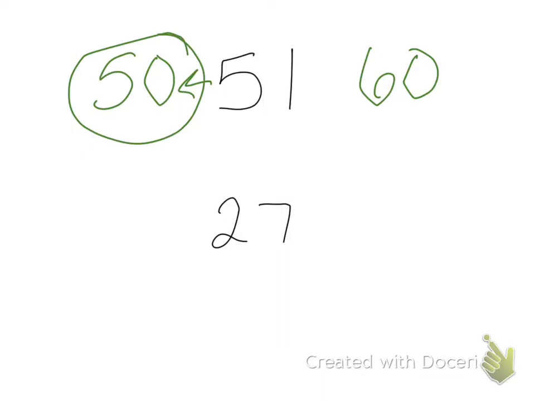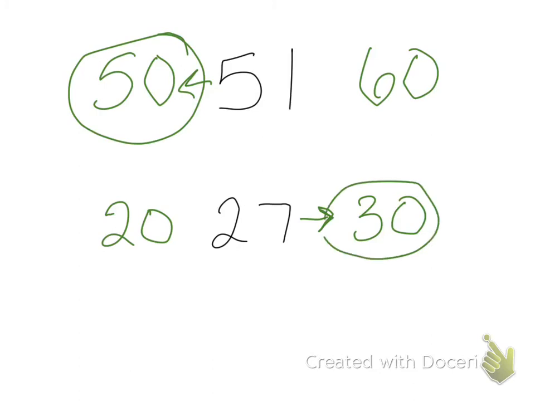What about 27? Well, 27 is in between the numbers 20 and 30. Is it closer to 20 or 30? Well, it's going to be closer to 30, because it's more than halfway past the numbers. So I would round 27 up to 30 if I was rounding to the nearest 10.